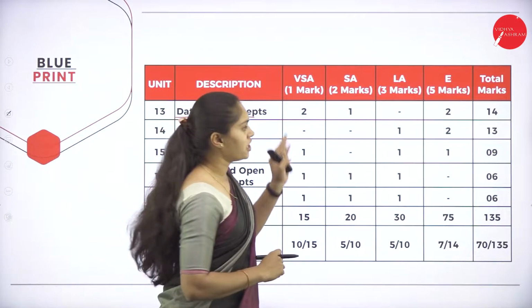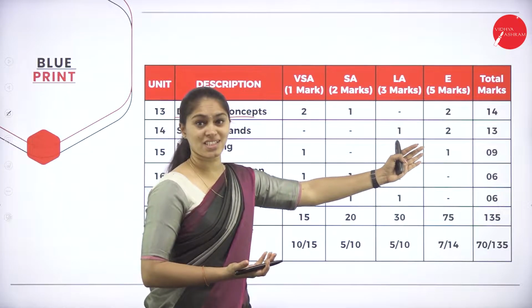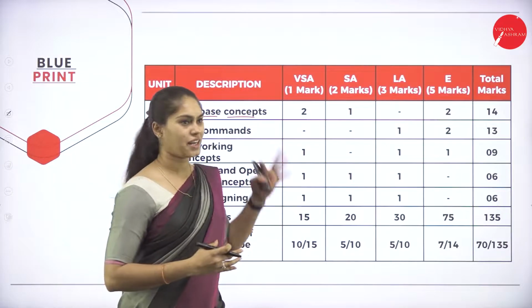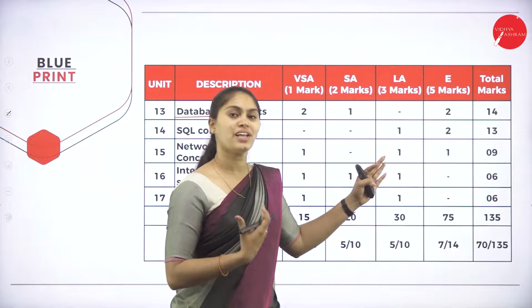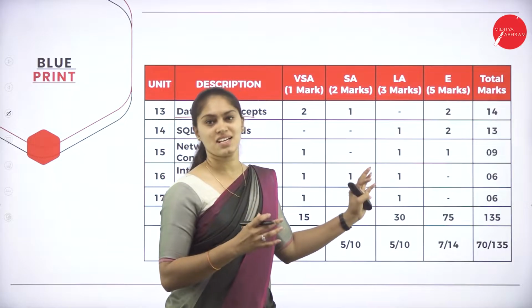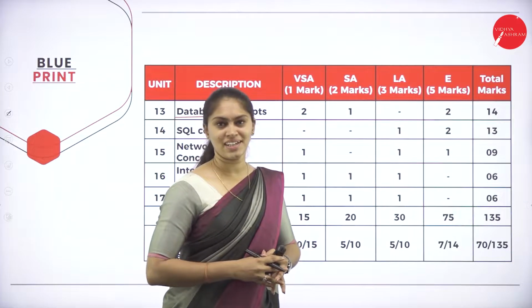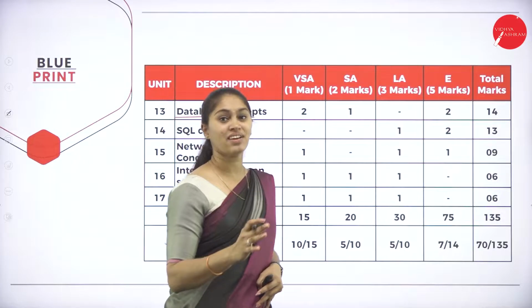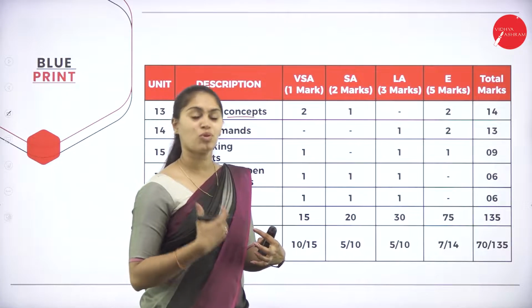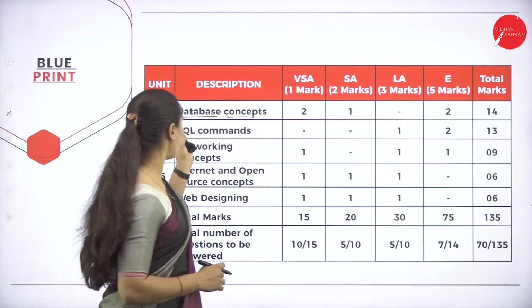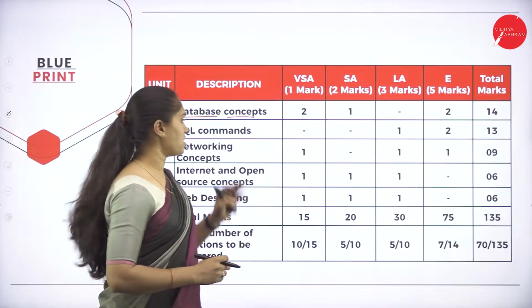So here also you can expect high marks, which is greater than 10. If you are concentrating on the chapters which give you more than 10 marks, then there will be a high chance of getting 70 on 70 in computer science. So don't leave any chapter which is giving you more than 10 marks. So we'll see chapter number 13, that is database concept.